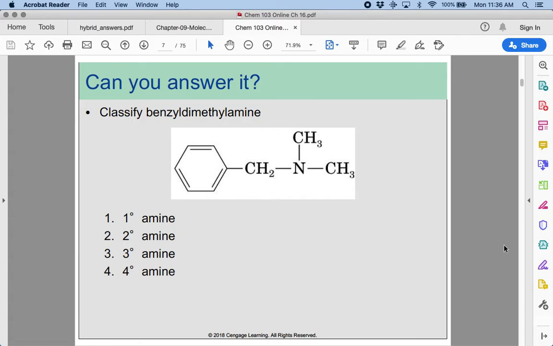Go ahead and do the same with this one. So instead of having the words primary, secondary, tertiary, quaternary, we use 1 with a degree symbol to represent primary, 2 with a degree symbol to represent secondary, 3 tertiary, quaternary would be 4. So this is a tertiary amine.